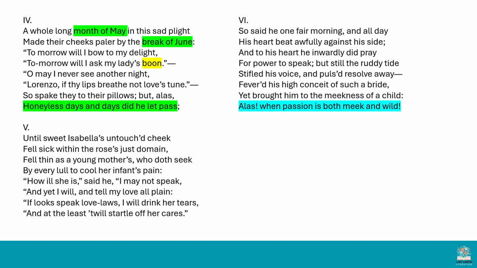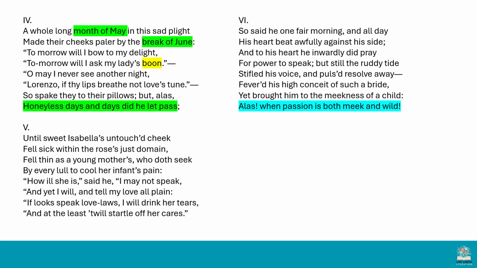Moving on to stanza 4 then, we have some seasonal imagery here. We have May and we have June, and spring and early summer is all about growth and development and new beginnings. So a whole long month of May in this sad plight made their cheeks paler by the break of June. So their love is burgeoning and growing as the spring turns into summer.